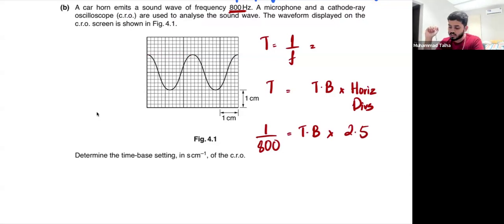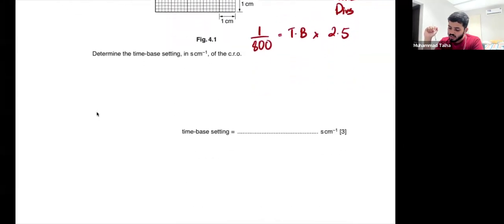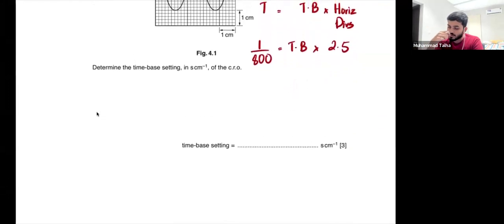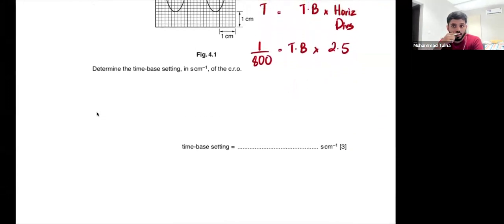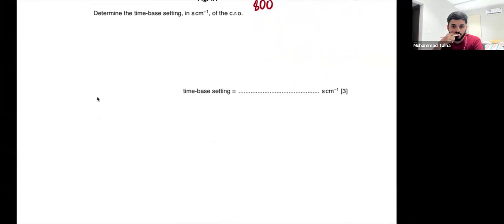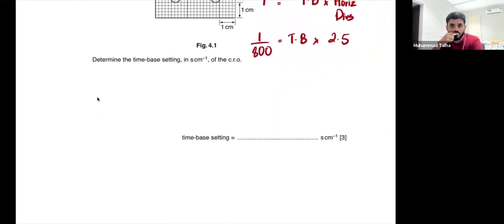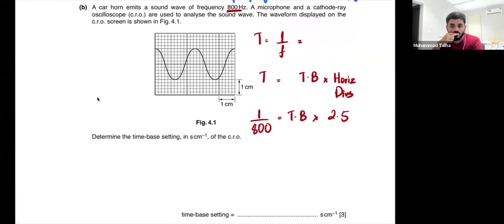Okay, we can go on to electricity, no problems. Guys, if you don't do this, you will be in trouble tomorrow. So at least do this and let me know if this is working out. All right, so that's how you find the time base.